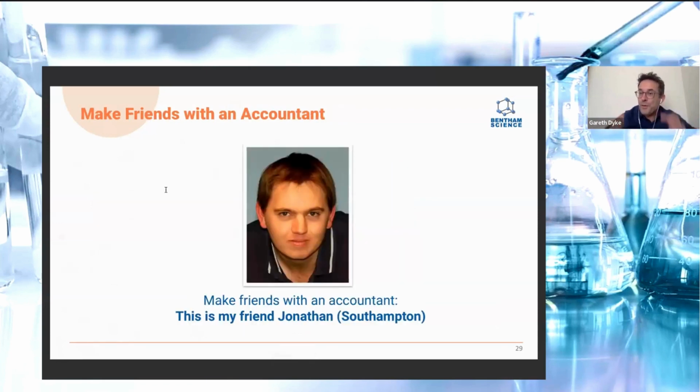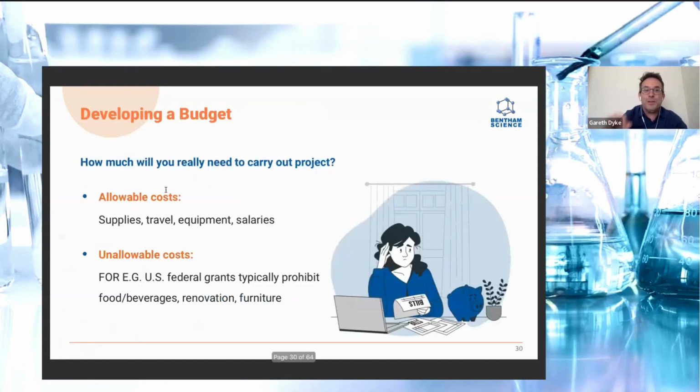And also, for success, you need to be friends with an accountant to help with your budget, to help to make sure that your budget is correct, justified, and appropriate. If you're working at a university or a medical school or a research institute, probably you have a funding office. And in that funding office, you'll be able to find people like my friend Jonathan. He's an accountant at the University of Southampton who can help you to put your proposal together in a justified way. So your budget makes sense. Very important as well to think about that.